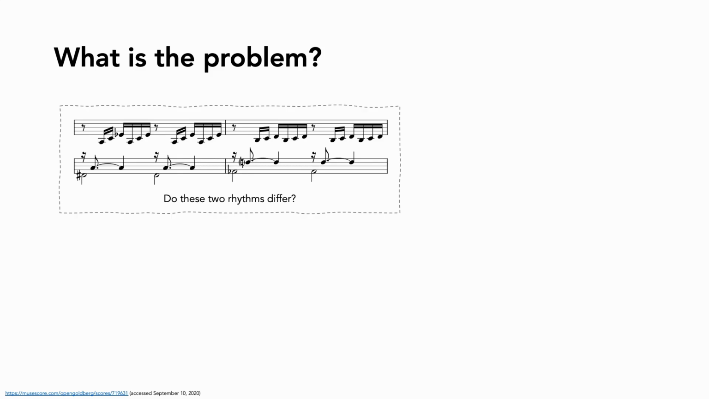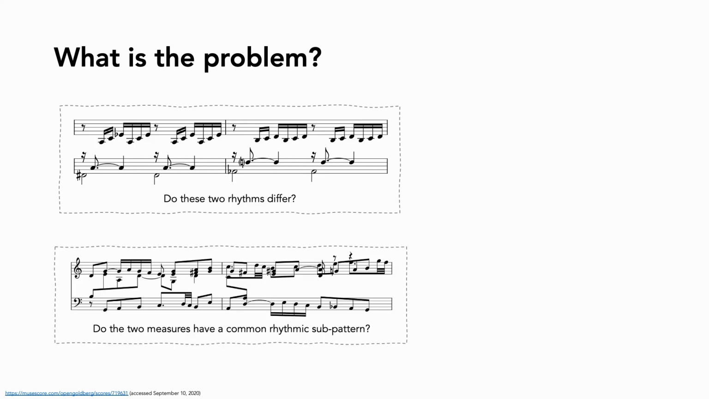In this first example, can you recognize any difference in the rhythm between the two measures? It's hard to spot, right? And you won't, because these rhythms are identical. Now take these two measures for a change. Do you think that there's any rhythmic subpattern common to both of them? Again, difficult to answer with a lot of notes, huh? Turns out that there are even multiple common subpatterns, and here are just two examples.